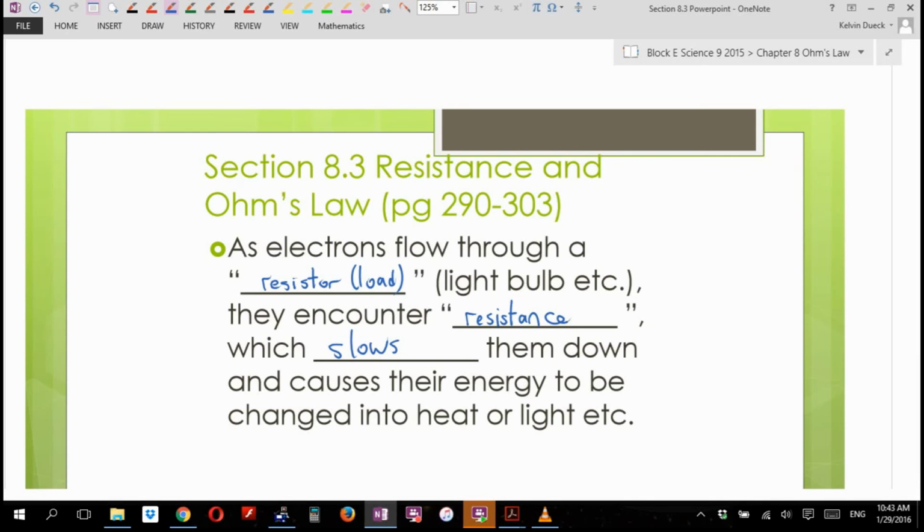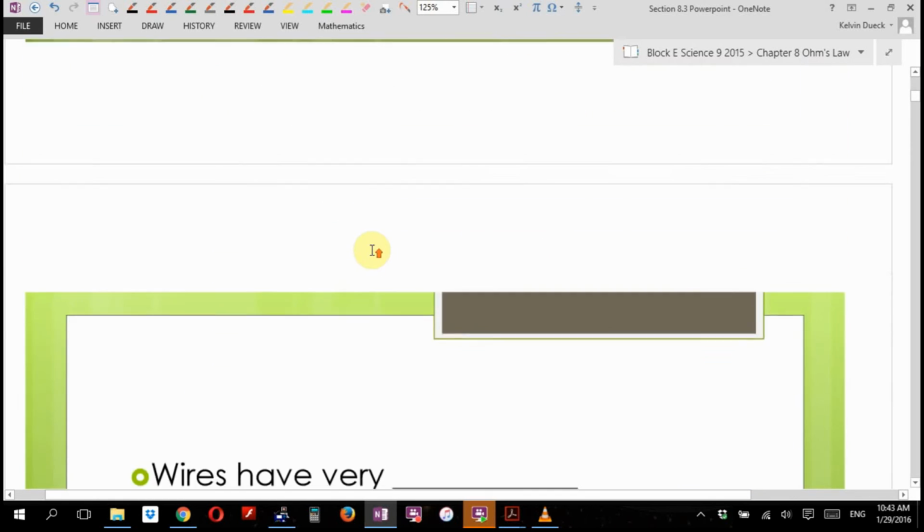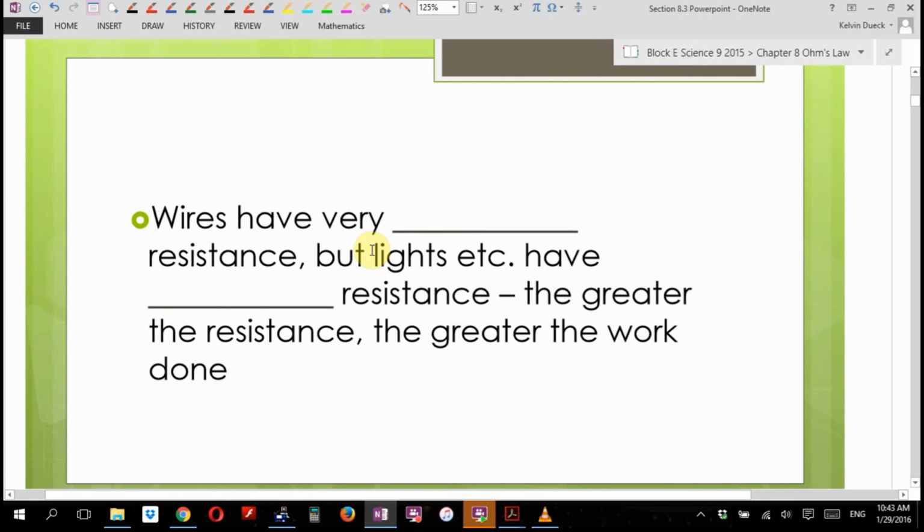And the same way as when you rub your hands together, it generates heat. As the electrons bump into other atoms, they lose some of their energy in those collisions. And one of the most common ways that that energy is lost is by turning it into heat or light or other stuff, because we're clever. Wires have very low resistance. In fact, it's so low that we're going to pretend it's a resistance of zero. We're going to pretend all of our wires are perfect because the math is easier. But lights, etc., have high resistance. The higher the resistance, the greater the work done, the more energy the electrons lose, the more heat you generate.